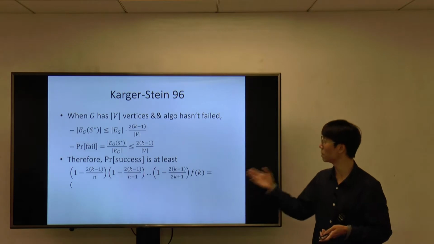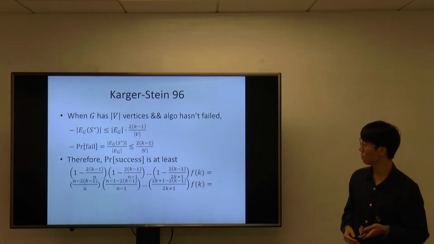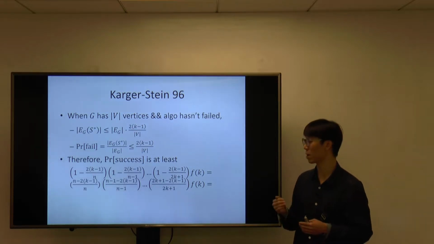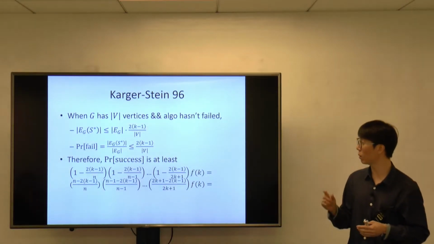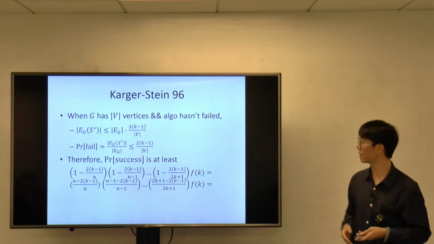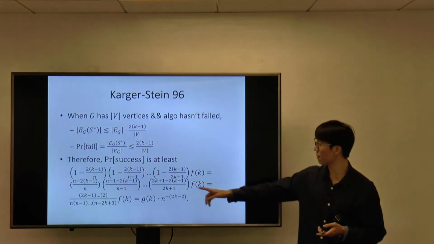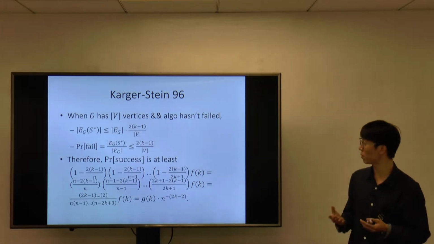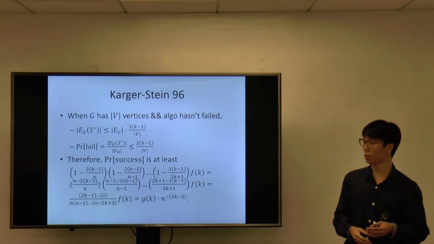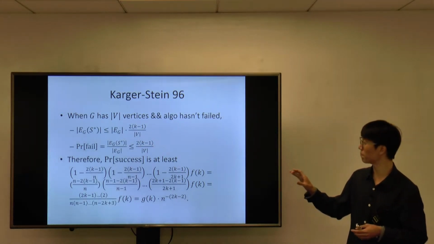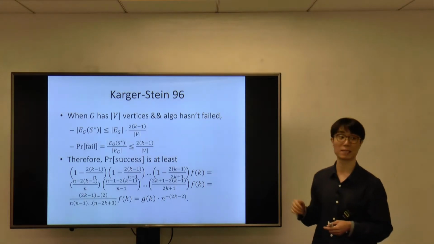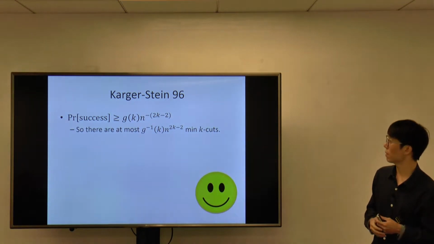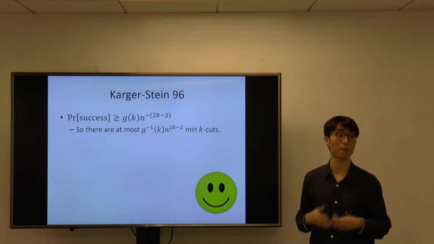If you simplify the terms in each parenthesis, then we can see that both denominators and numerators decrease by 1, and they always differ by 2k minus 2. So there's a massive cancellation going on, and we finally get this. This is some function depending only on k times n to the minus 2k minus 2. This is the probability that Karger-Stein outputs this fixed optimal k-cut, and we know that the sum of the probabilities is at most 1.